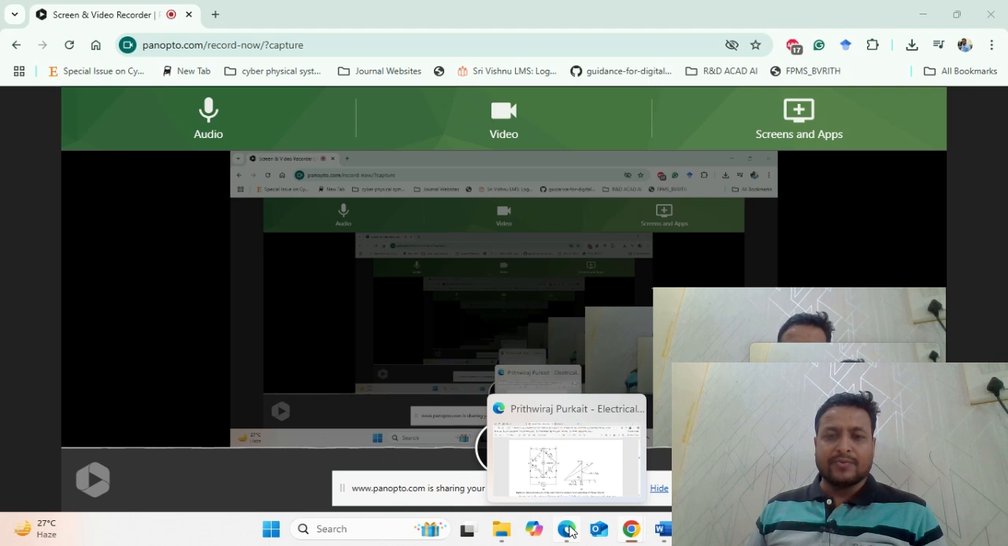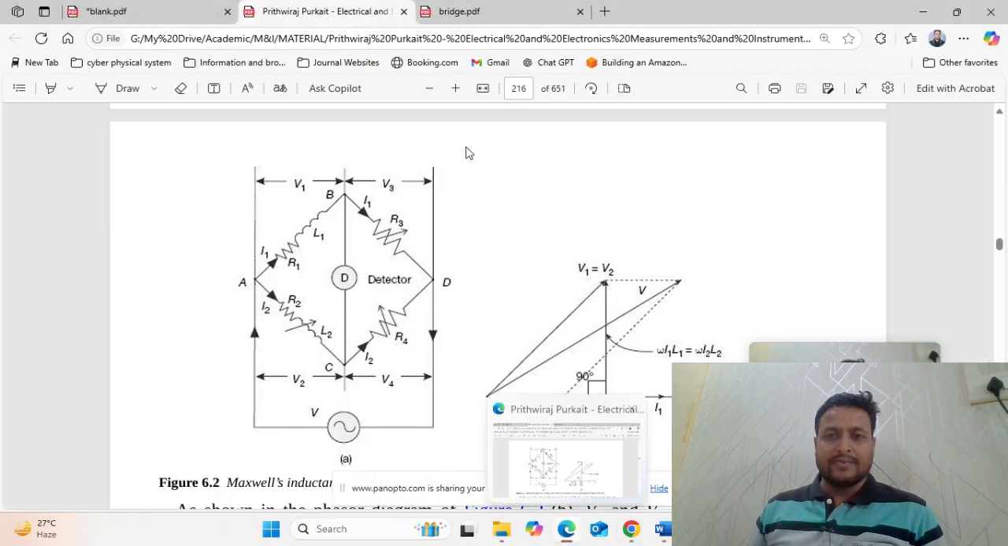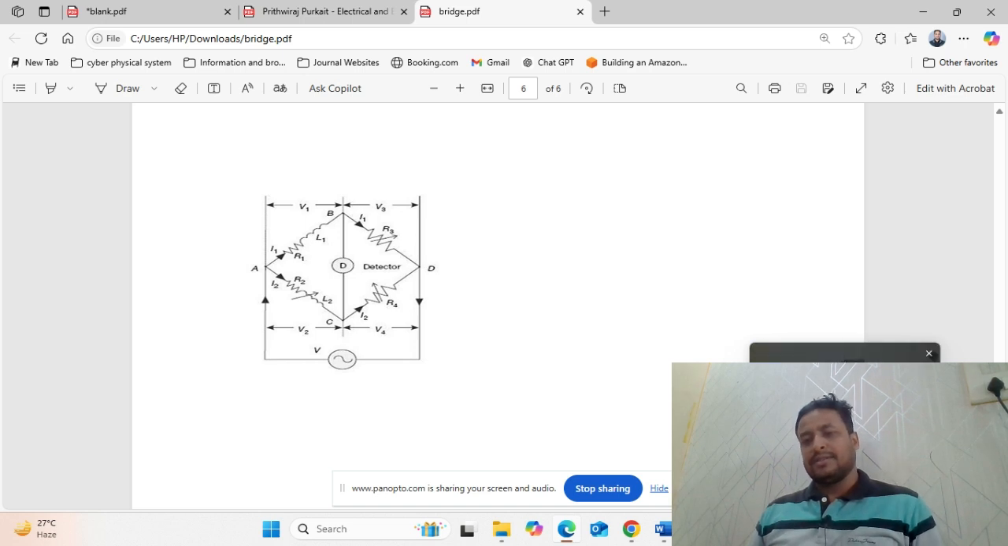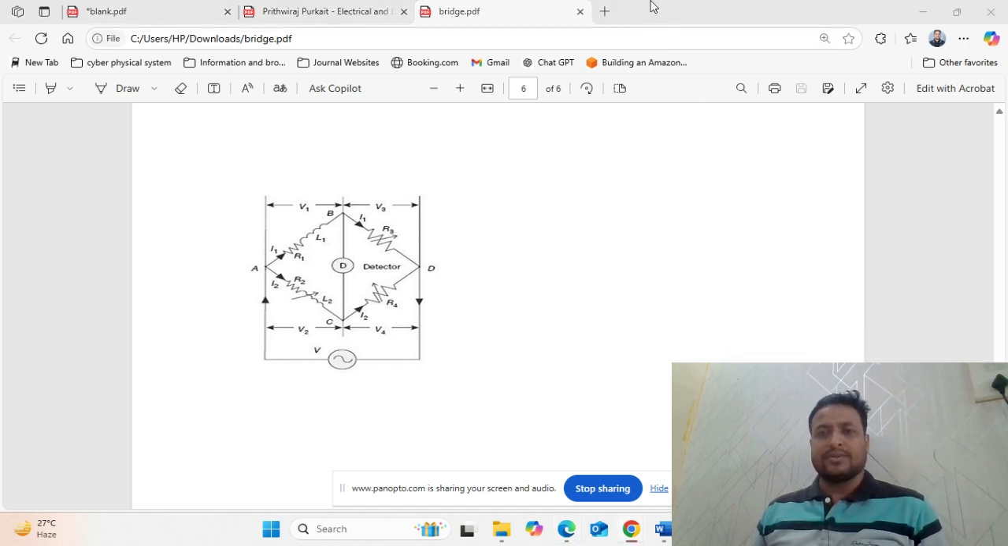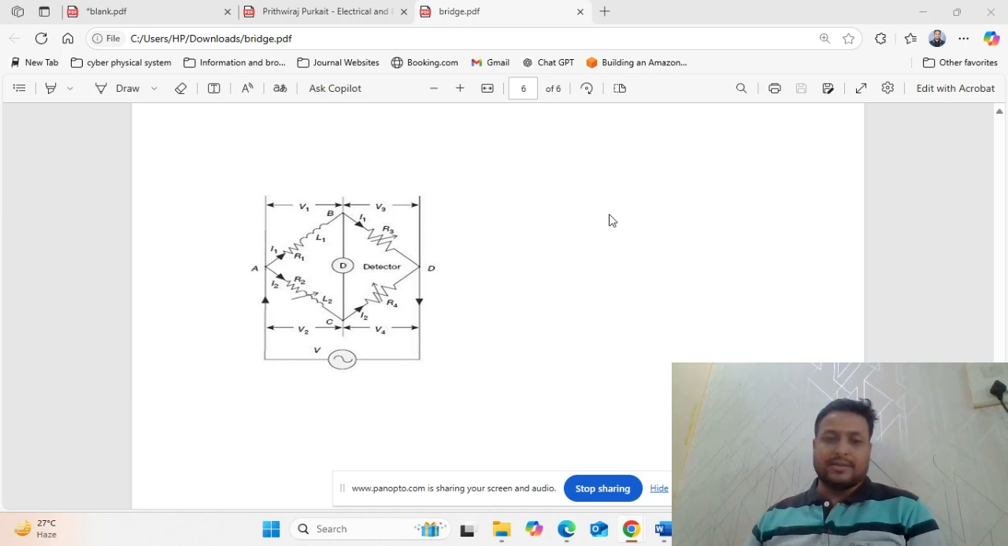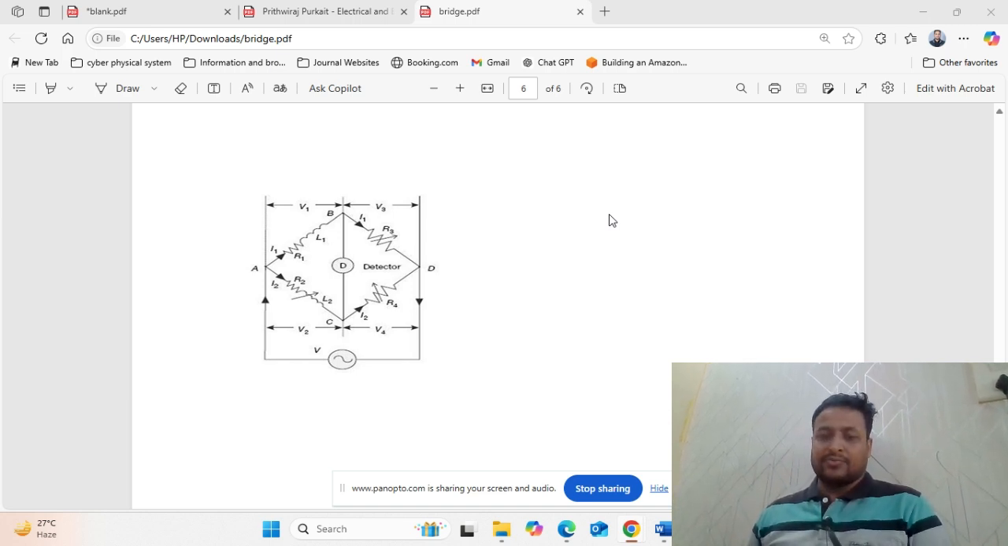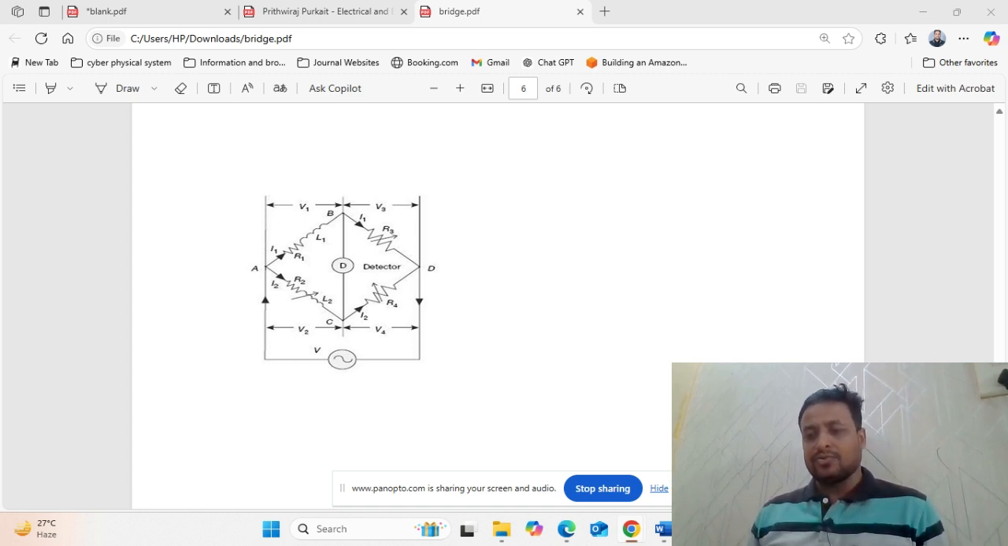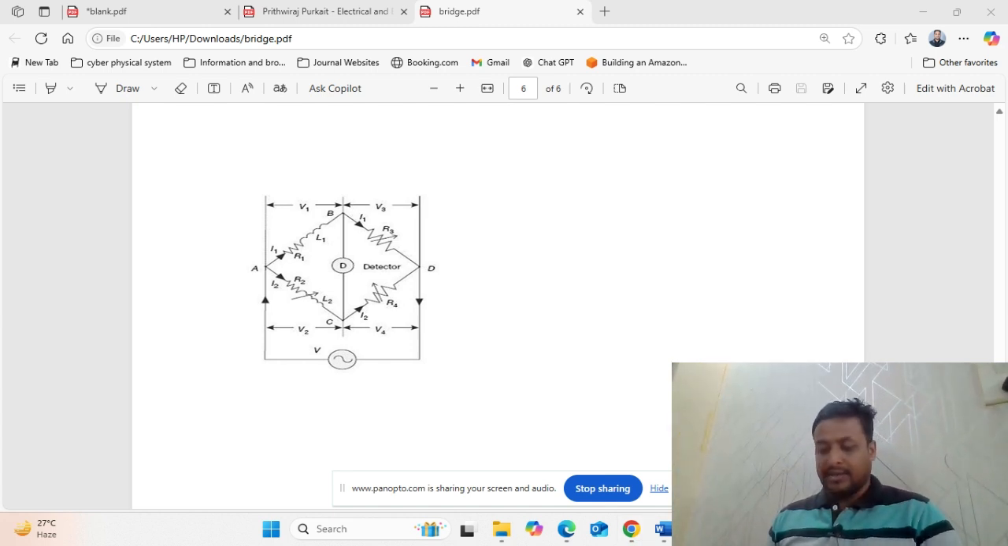So last class we saw the basic operation of our phasor diagram. Today we'll see one of the applications, how it is working in a bridge. We'll see one of the most important bridges, that is called Maxwell's inductance bridge. This Maxwell's inductance bridge is basically used to calculate an unknown inductance.